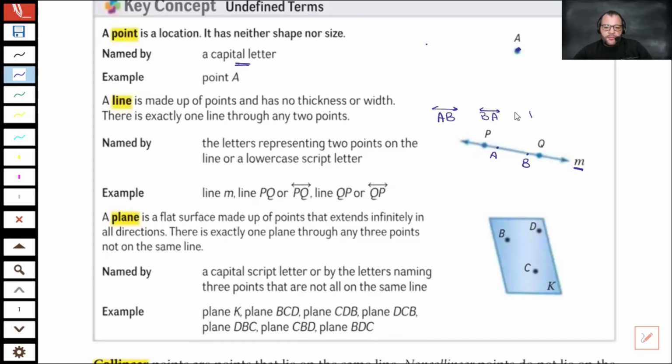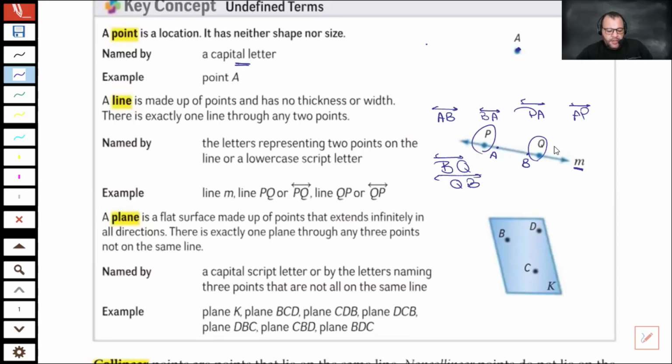You can say PA or AP. You can choose any, like PQ or QP. So any line must be defined by two letters. We need only two letters to define the line.